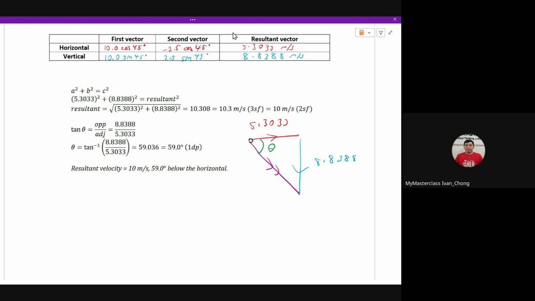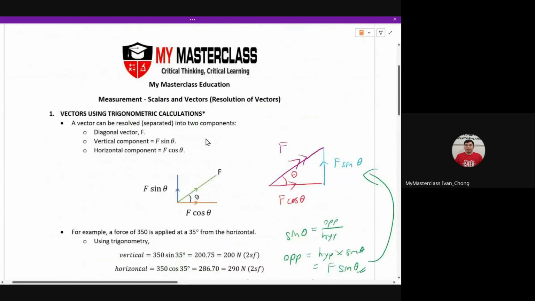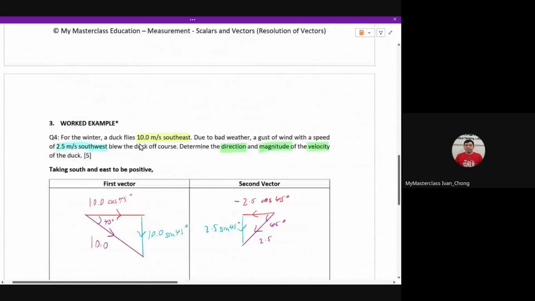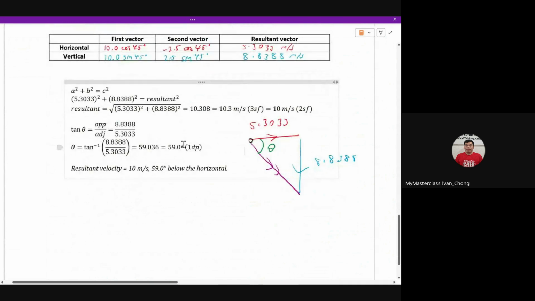Okay, so that's all for the additional part of your resolution of vectors, your scalars and vectors. Not all schools will have this part, so only if and only if your school teaches this, you'll be a bit more familiar with how you actually solve this. So just take note. That's all.